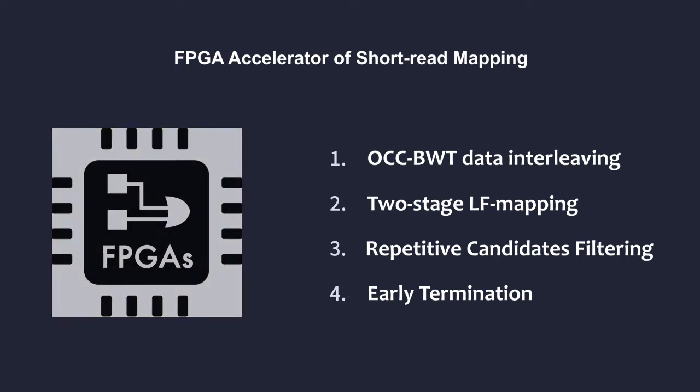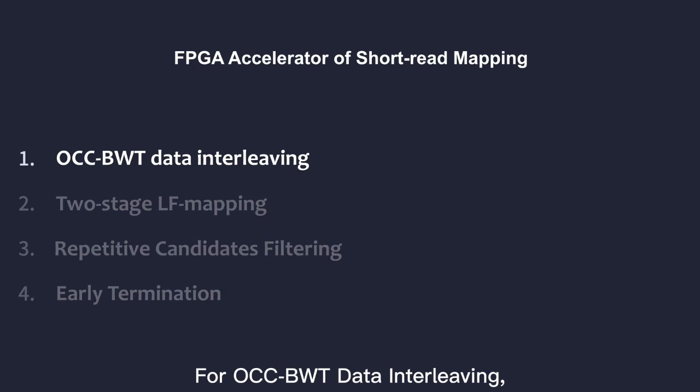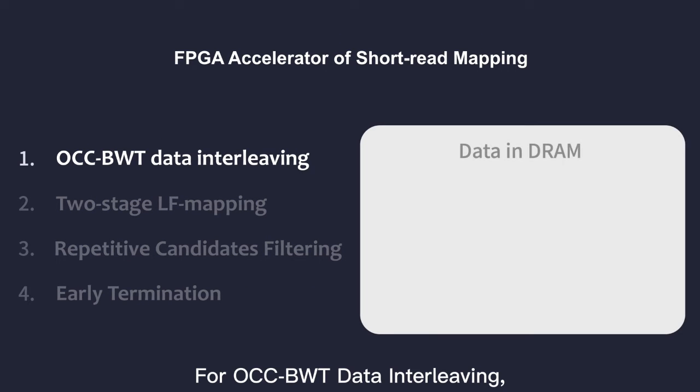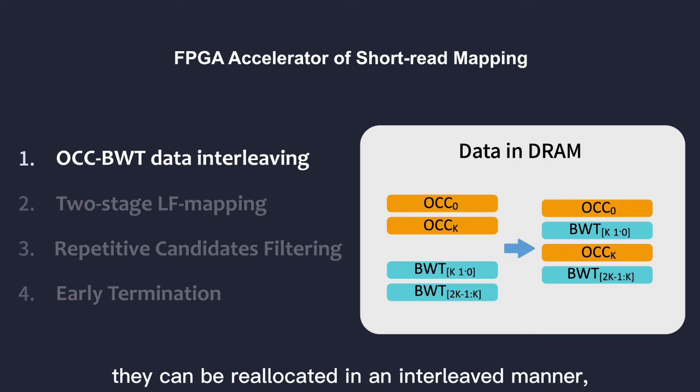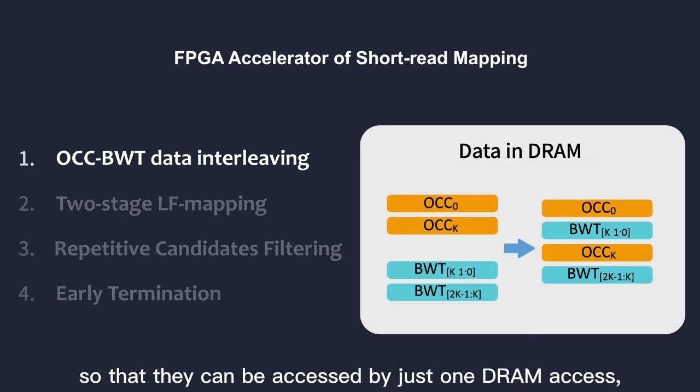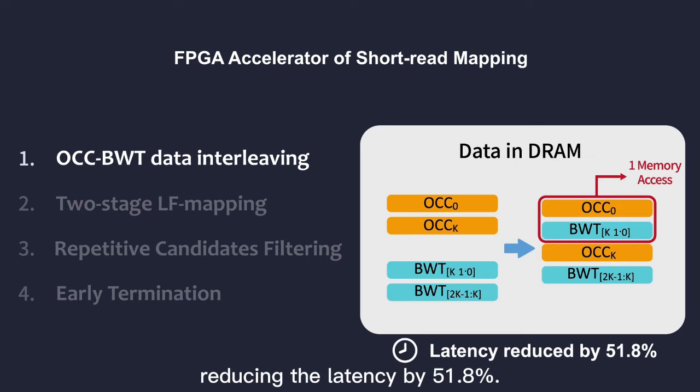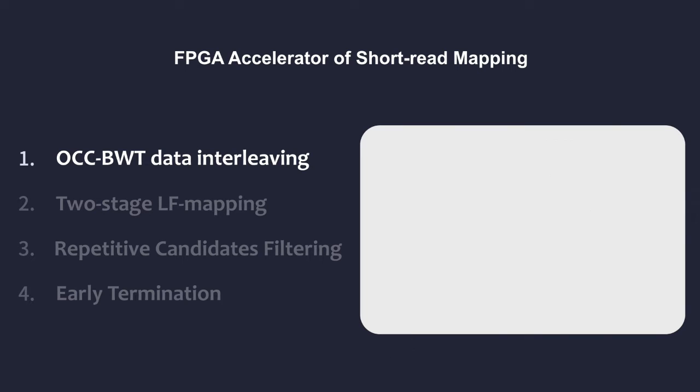For OCC-BWT data interleaving, according to our analysis, the occurrence table and Burrows-Wheeler transform data are required at the same time. Therefore, they can be reallocated in an interleaved manner so that they can be accessed by just one DRAM access, reducing the latency by 51.8%.